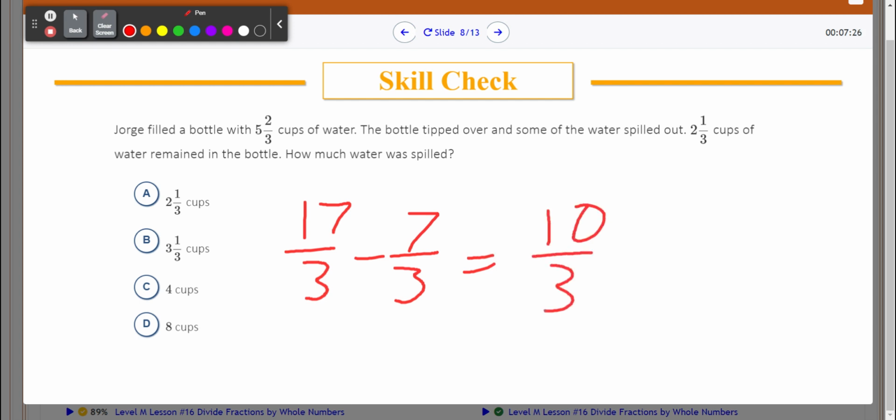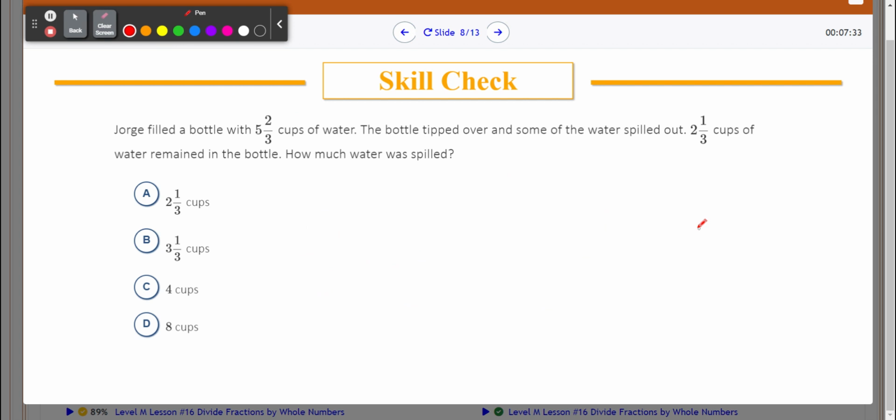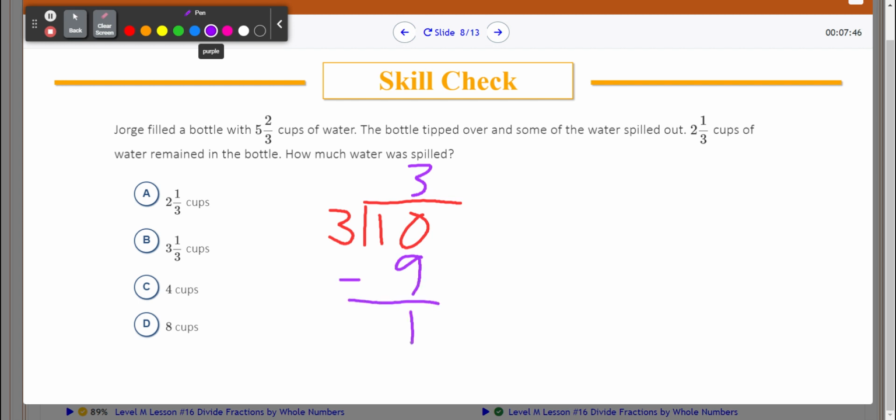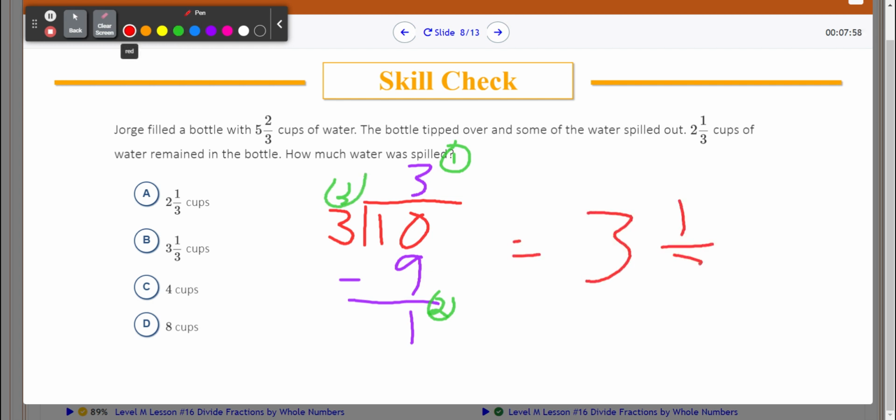But that's not your final answer. You have to convert it back into a mixed number. How do you do that? You turn it into a division problem. 3 into 10. 3 goes into 10 3 times. 3 times 3 is 9. 10 minus 9 is 1. You're done. We don't have remainders, we write them as fractions. So that's my whole number, my numerator, and my denominator. My final answer is 3 1/3. Boom. There you go.